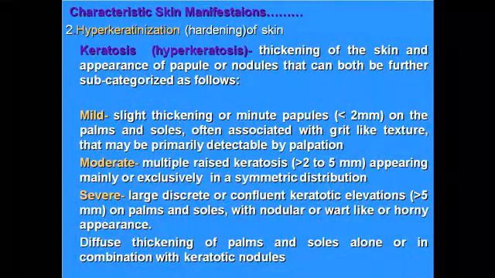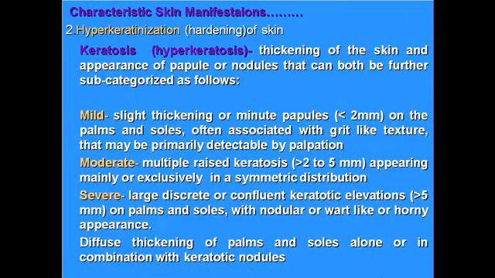Another common condition of arsenicosis is hyperkeratinization. Hyperkeratinization means hardening of the skin. Another way we can say it is that keratosis is the thickening of the skin and appearance of papules or nodules that can be further subcategorized as mild, moderate, and severe. The lesion which is thickened with papules less than 2 millimeters on the palm and sole is called the mild type.